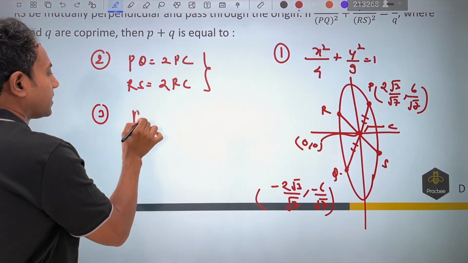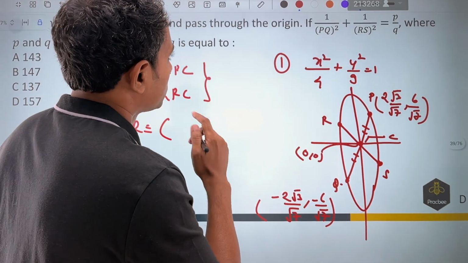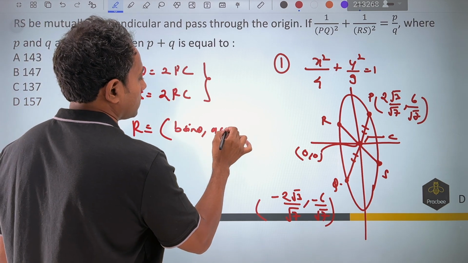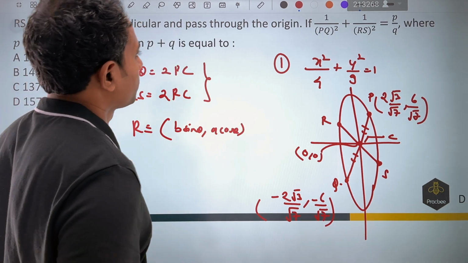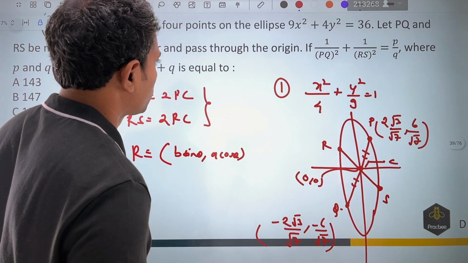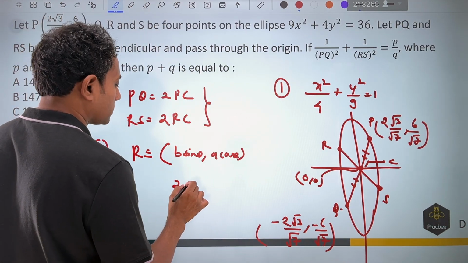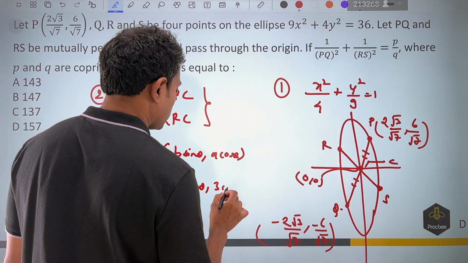Third part will take the RS parametric coordinate, but now we can see that since the axis has been reversed, this will become B sin theta, A cos theta. Like this we'll write it. So this point will become nothing but, based on the equation that is given to me, 2 times sin theta and 3 times cos theta.